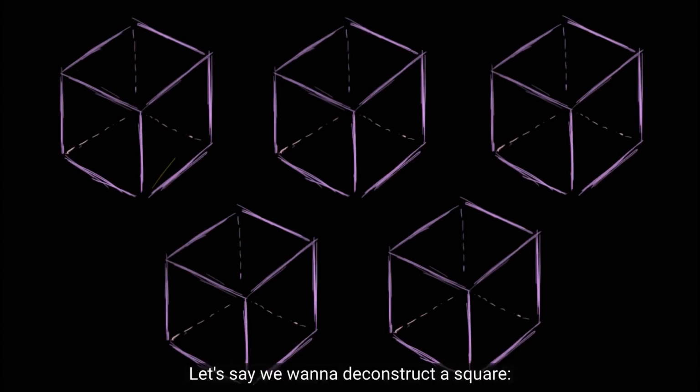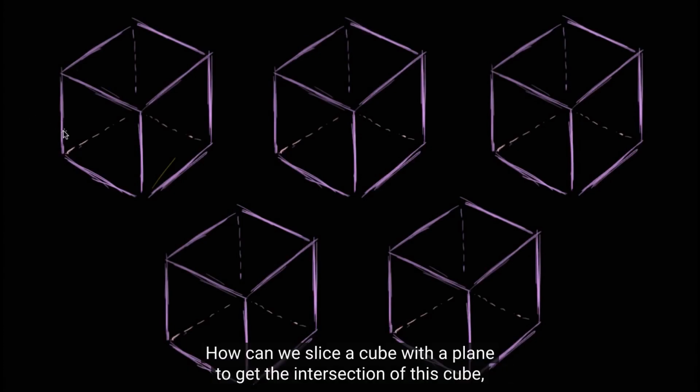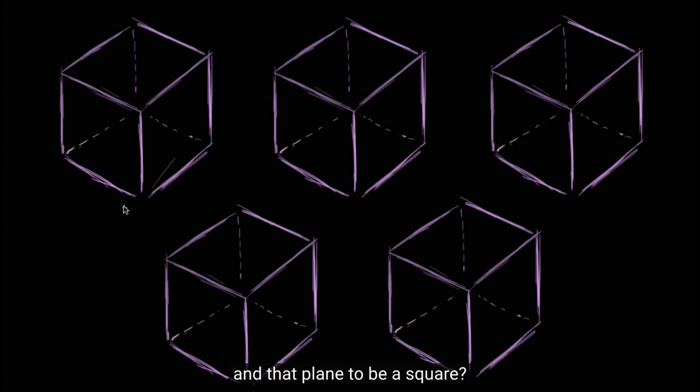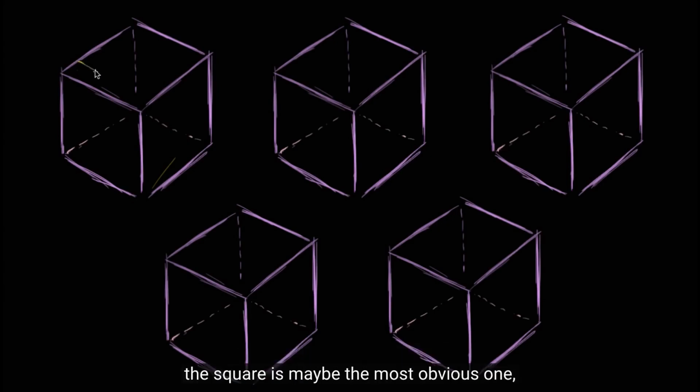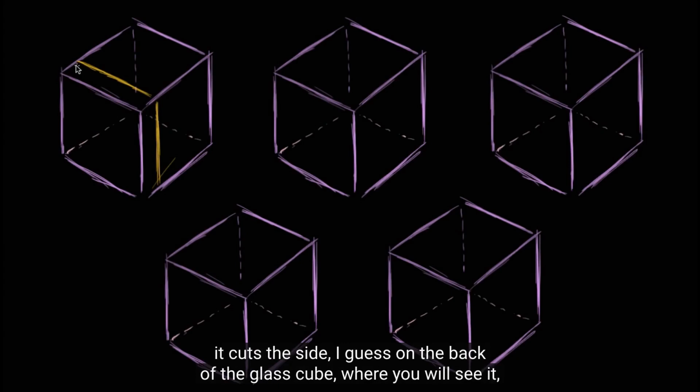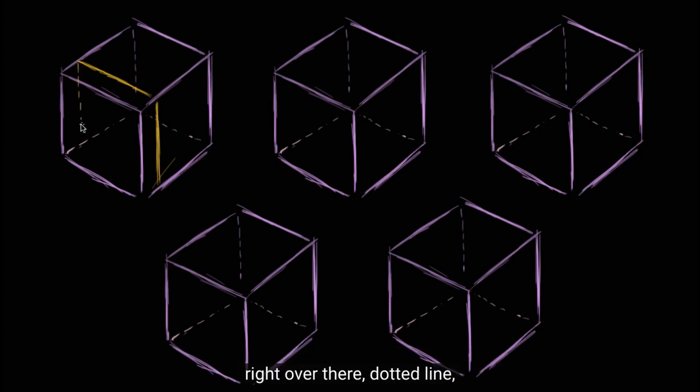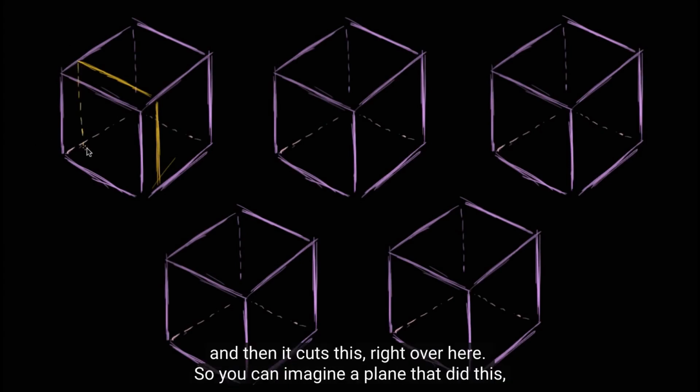Well, let's say we wanted to construct a square. How could we slice a cube with a plane to get the intersection of this cube and that plane to be a square? Well, imagine if that plane were to cut just like this. A square is maybe the most obvious one. So it cuts the top right over there, cuts this side right over here, cuts this side right over here. It cuts this side, I guess in the back, if it's a glass cube, you'd be able to see it right over there, dotted line, and then it cuts this right over here.